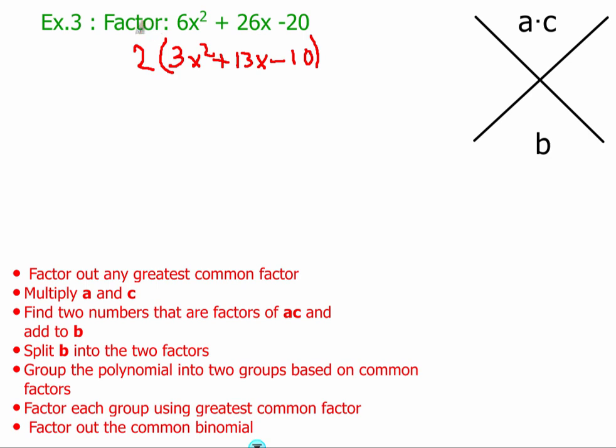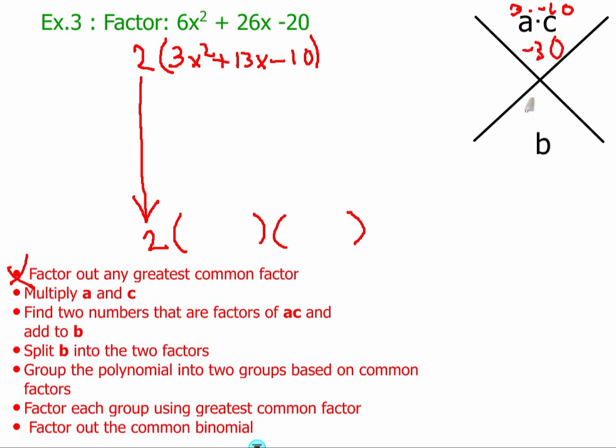Now, a really common mistake people make is they forget that they need to have this 2 on their answer. So one thing I recommend doing is taking that 2 and bringing it down to the end so that you don't forget it, and then you don't have to worry about it for the rest of solving this problem. All right, so now I've factored out my greatest common factor. Now I want to multiply a times c. So 3 times negative 10 gets me negative 30. And down here is 13. So now I want to find two numbers that multiply to get negative 30 and add to get 13.